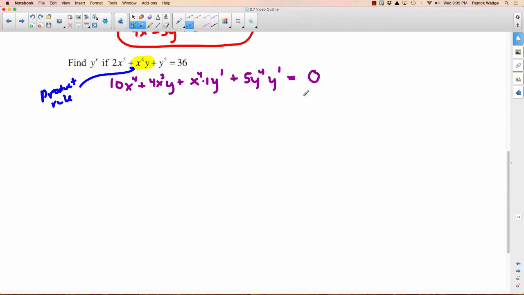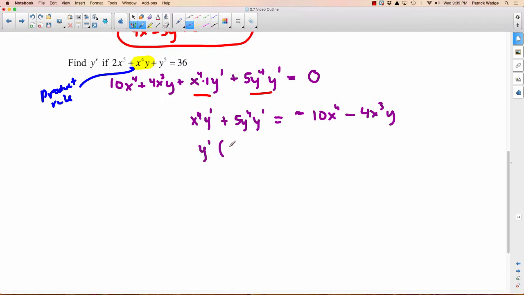Okay, next step, you got to get the y primes by itself. So you have two terms with y primes. Why don't we leave those on this side? So we're going to have x to the 4th and 1 y prime, which is just y prime, plus 5y to the 4th y prime equals, let's move these two over to the other side. So we'll have negative 10x to the 4th when it moves to the other side, and negative 4x cubed y. Now we have to isolate the y prime. So why don't we factor out a y prime from these two terms? We'll have y prime times (x to the 4th plus 5y to the 4th) equals everything on this side.